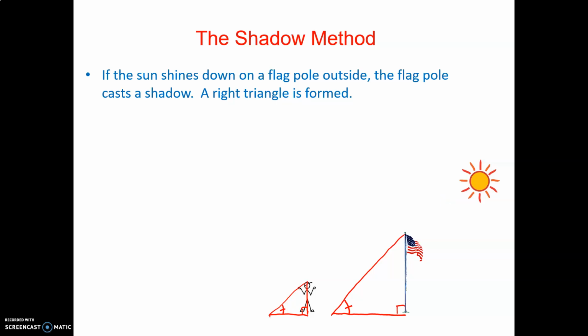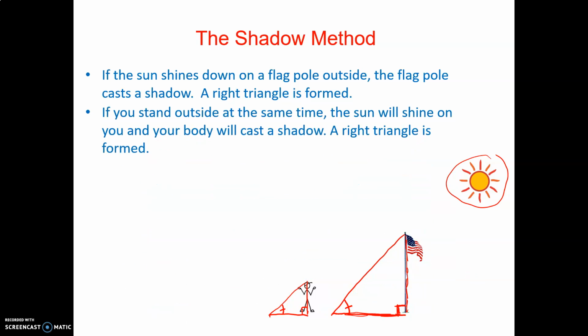If the sun shines down on a flagpole outside, so here's the sun shining on this flagpole, the flagpole casts a shadow, and a right angle is formed between the flagpole and the ground. We're assuming that the flagpole is put in perpendicular to the ground. If you stand outside at the same time, the sun will shine on you and your body will cast a shadow. So here's you, here's your shadow, and another right triangle is formed.